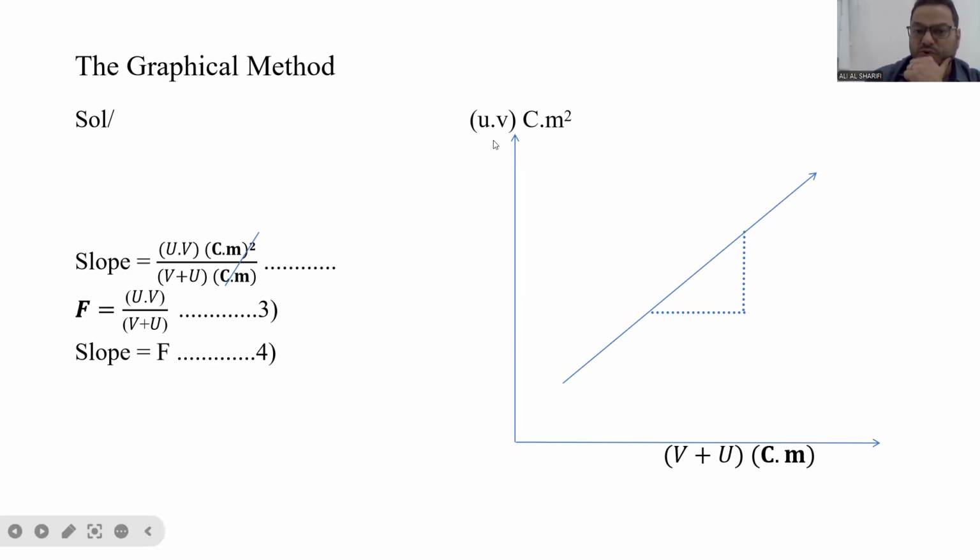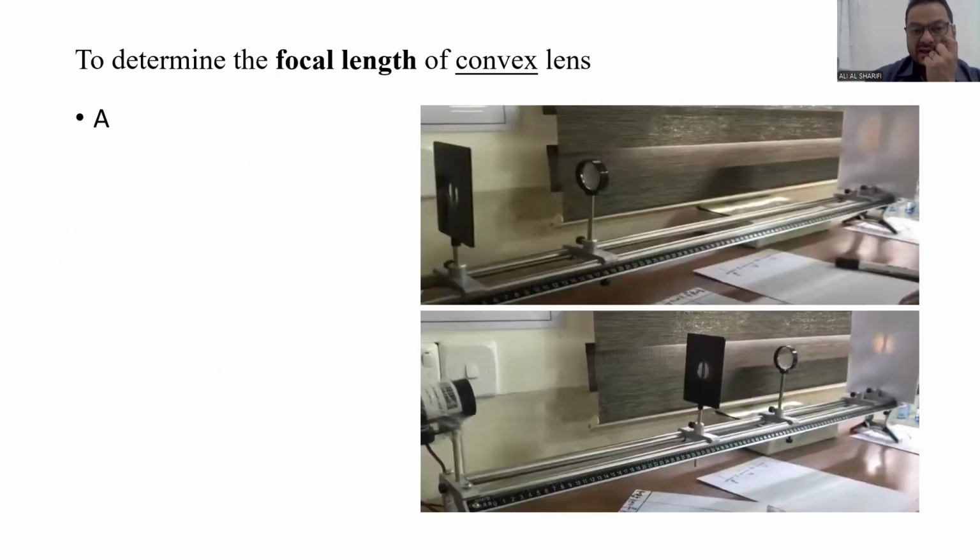Slope equals here u multiply v divided by v plus u. What is that equal to? Let's take a look at equation number 3. By that, our conclusion will be that slope equals focal length. By calculating the slope, we can calculate the focal length from the graphical method.